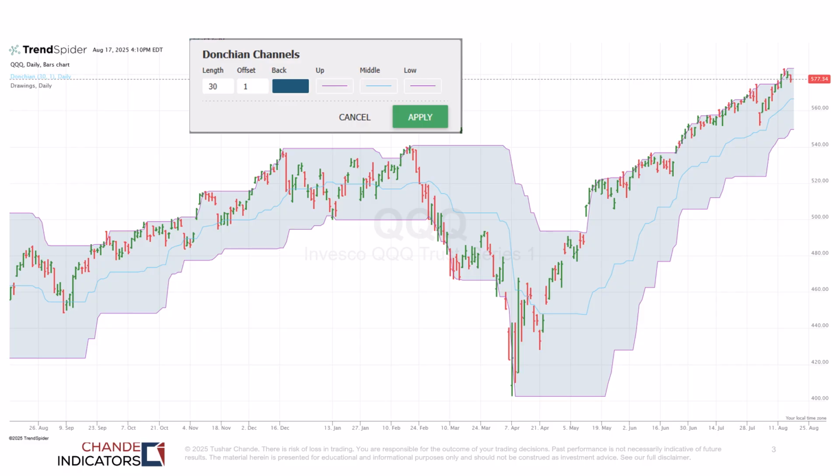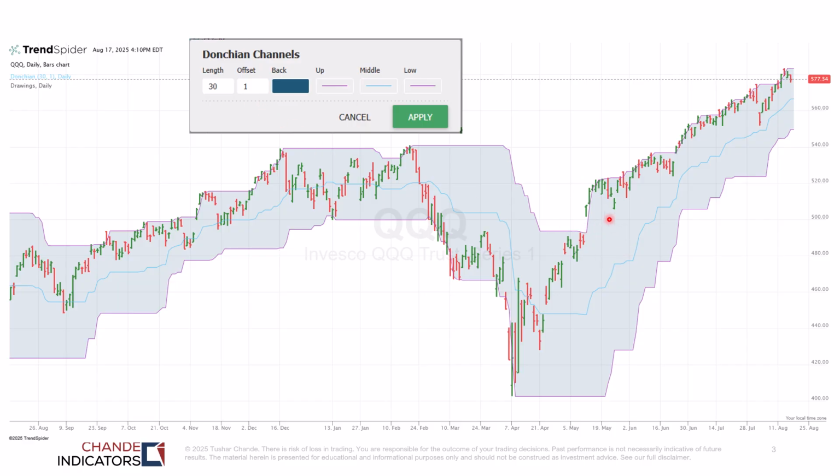So this is the traditional Donchian channel. It has three lines. This line, the uppermost line, is the highest high over the look back period of 30 days in this case. The lowest line is the lowest low over the look back period, and the middle line is simply the average of those two lines. And then this offset tells us that we've shoved the whole calculation to the right by 1 day, or the number of days in the offset.